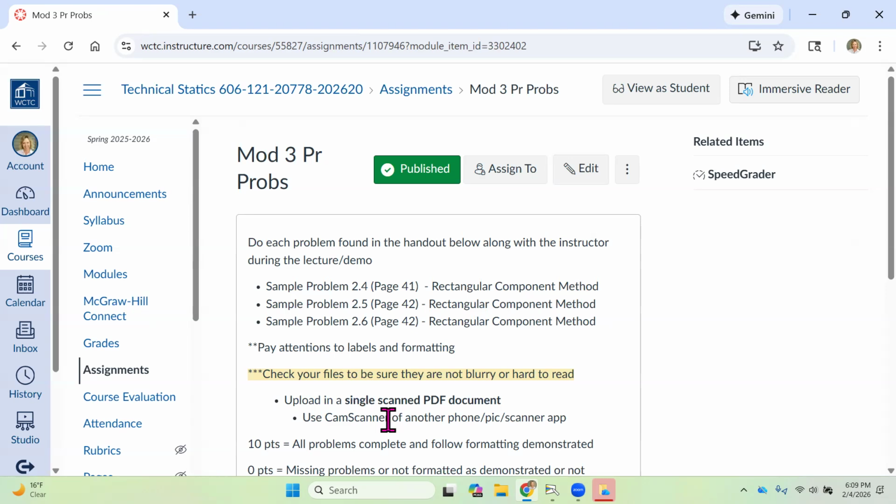Just as a side note, make sure that we're looking at our files before we're uploading them. There have been a couple that were a little blurry or a little too grainy, and I couldn't read them, so I couldn't give you points. And then I'm asking you to resubmit. So please check those before you upload those. And I think that's it.